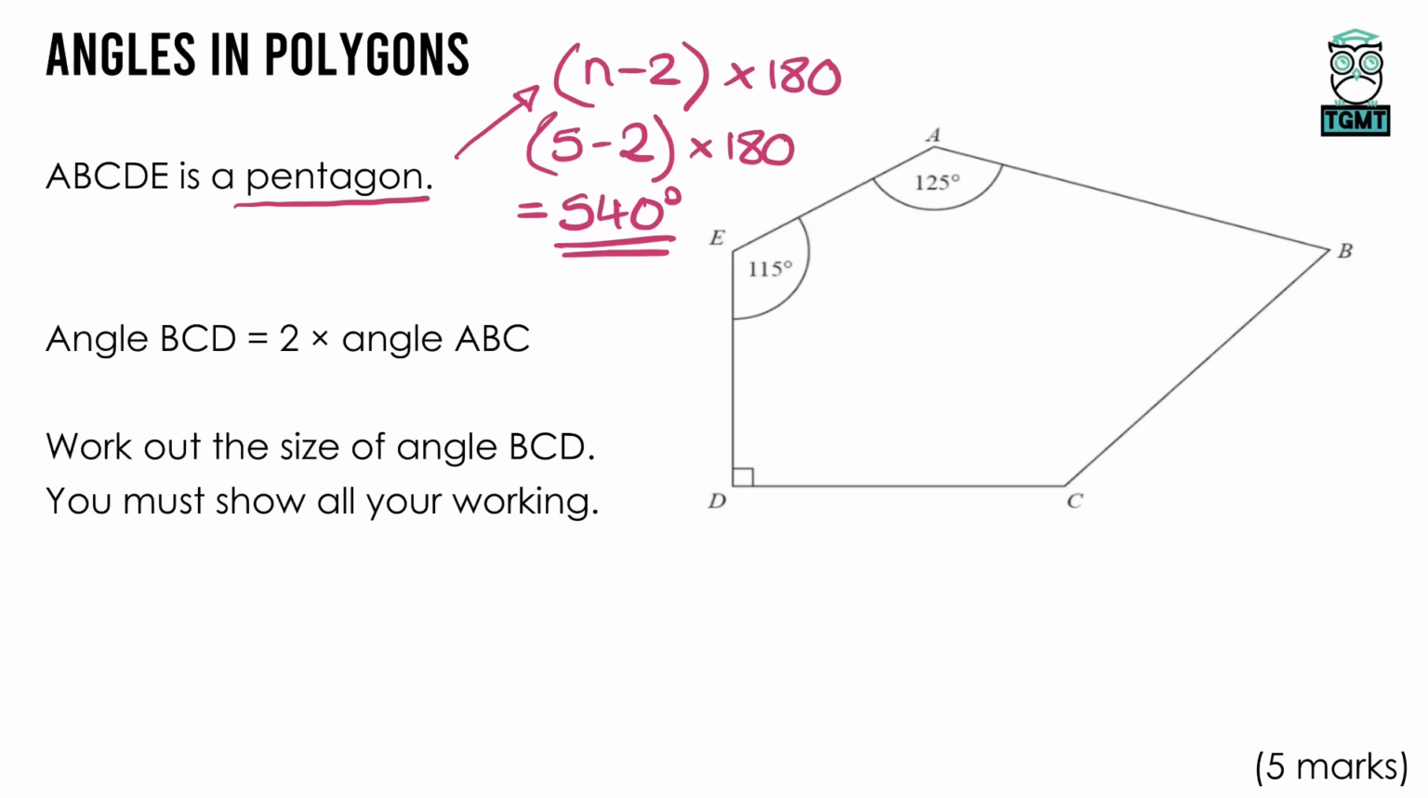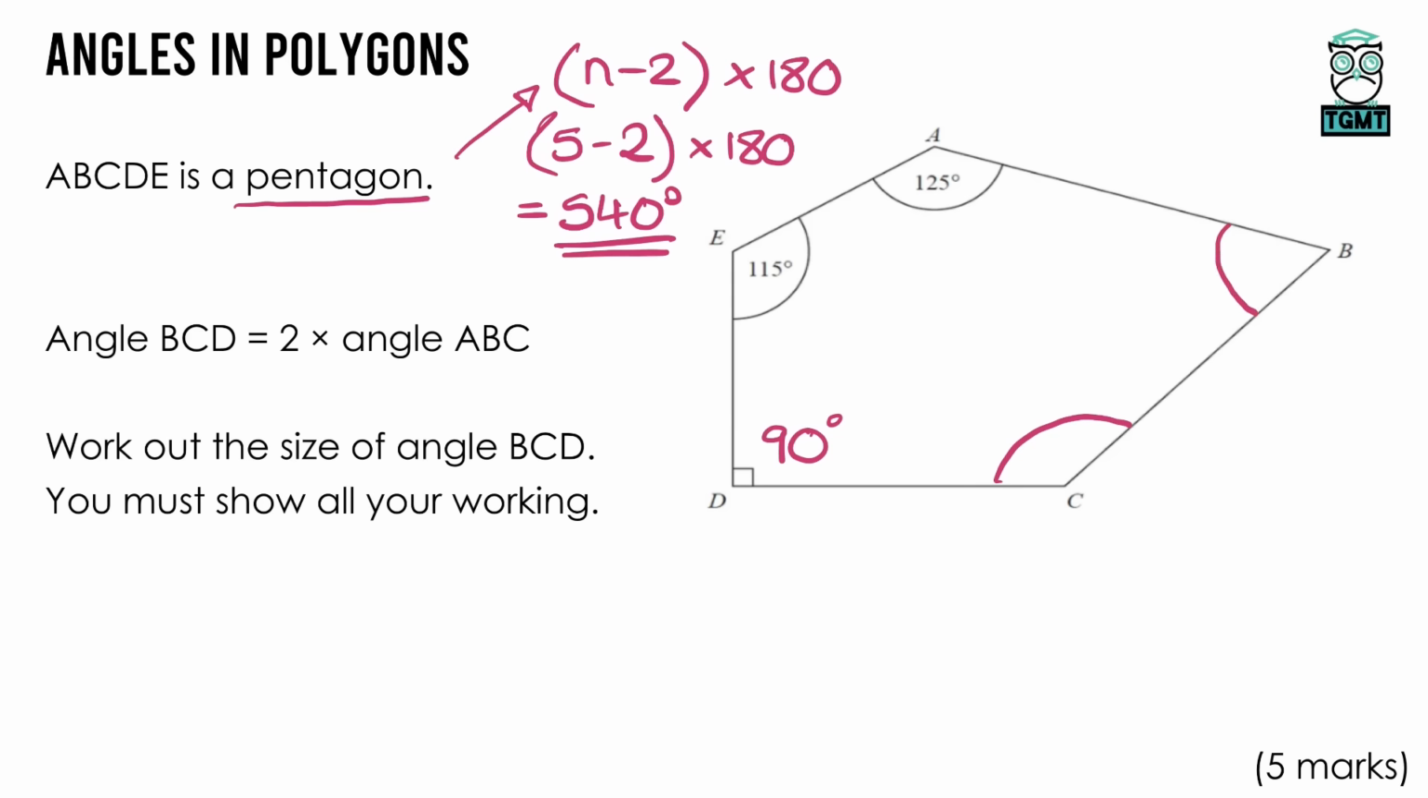Let's have a look at the diagram and see anything that we can see. We can see a right angle. Whenever we see a right angle, always label it. So there we go, 90 degrees straight away. Now, unfortunately, there are 2 other angles, so let's read the rest of the question. It says BCD, which is this angle here, is 2 times angle ABC, which is this angle here.